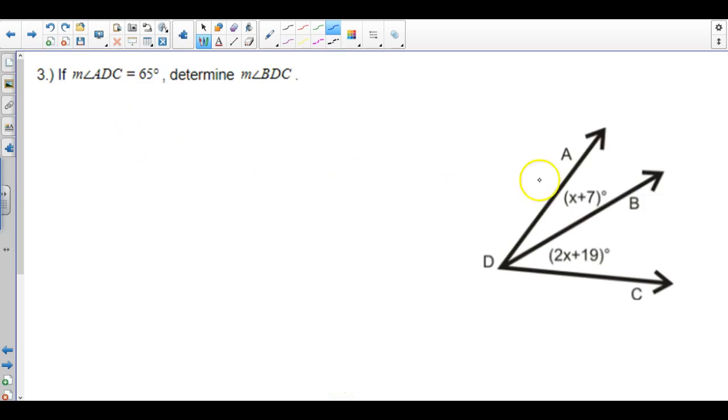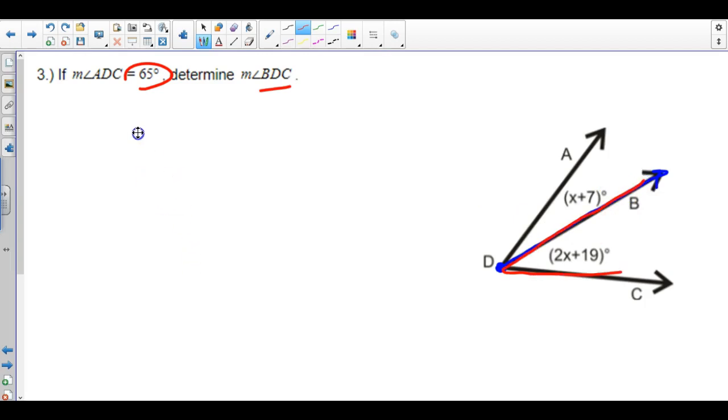Alright, going on to a little thing called the angle addition postulate. We have 2 adjacent angles, again by definition, sharing the same endpoint. I have 2 angles that also share the same side, which is DB. It's kind of straight. Alright, so I'm saying that the measure of angle ADC, so the ginormous angle here, is 65 degrees. I want to find the measure of angle BDC, so this one right here.